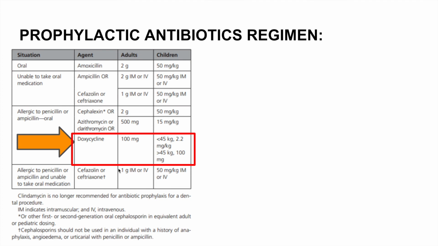next line drug at 100 milligrams for adults and 2.2 milligrams per kilogram for kids who are less than 45 kilograms in weight. And kids who are more than 45 kilograms in weight, we can give them the same dose as adults, which is 100 milligrams.